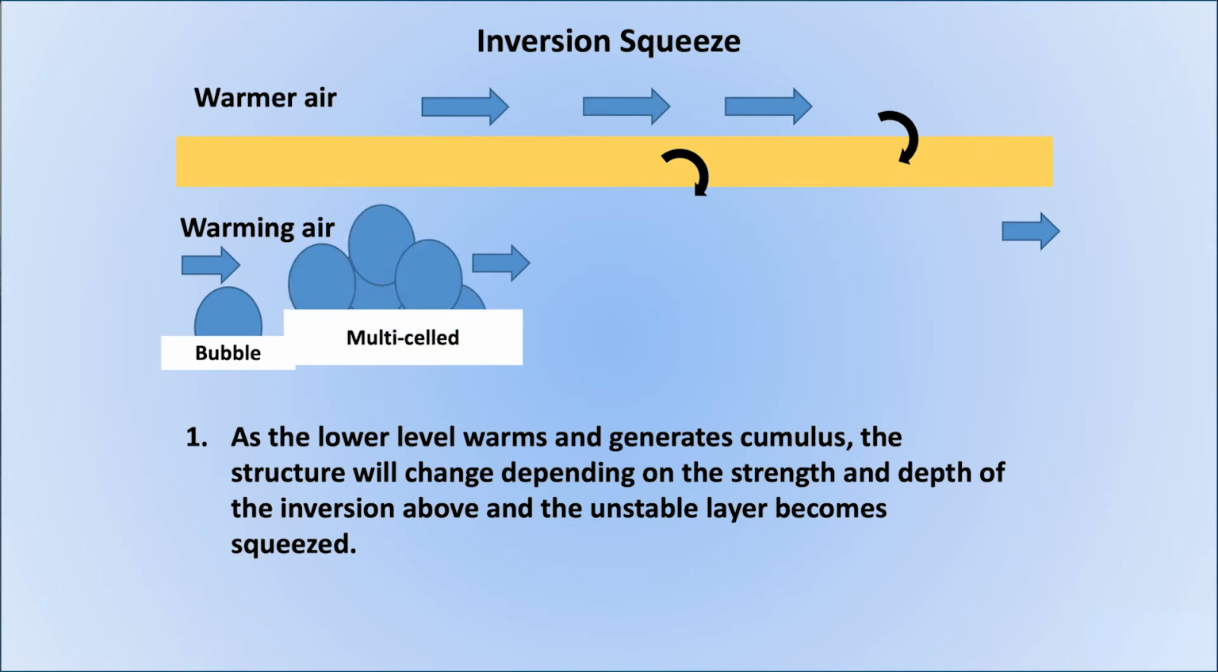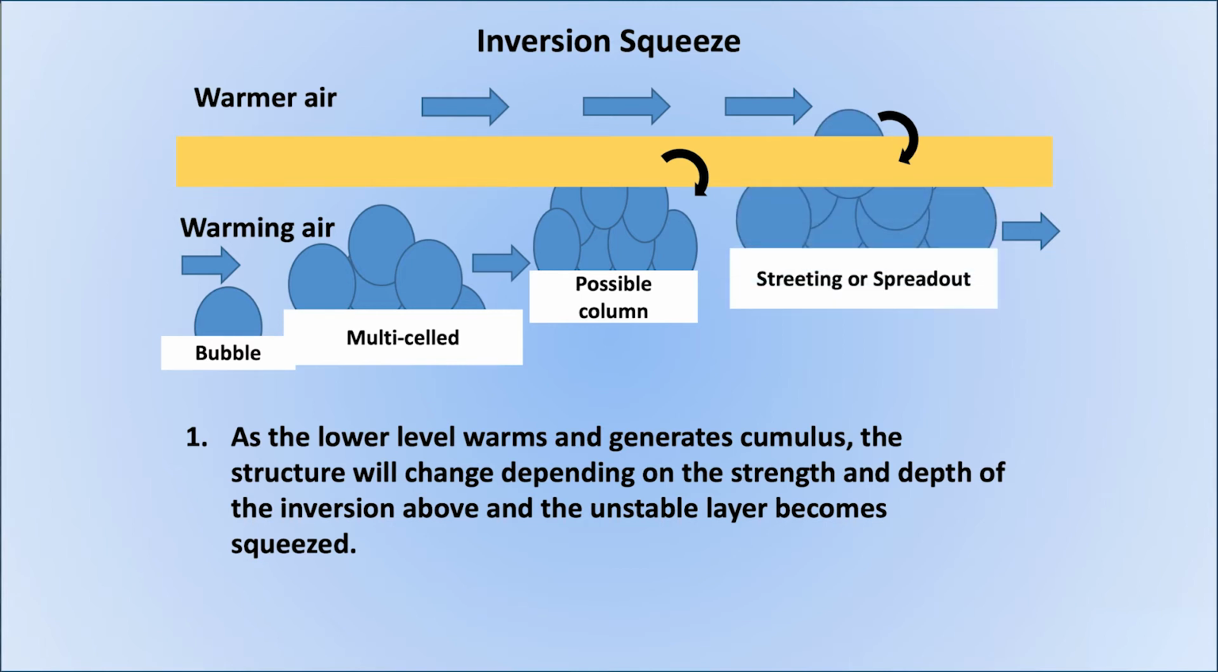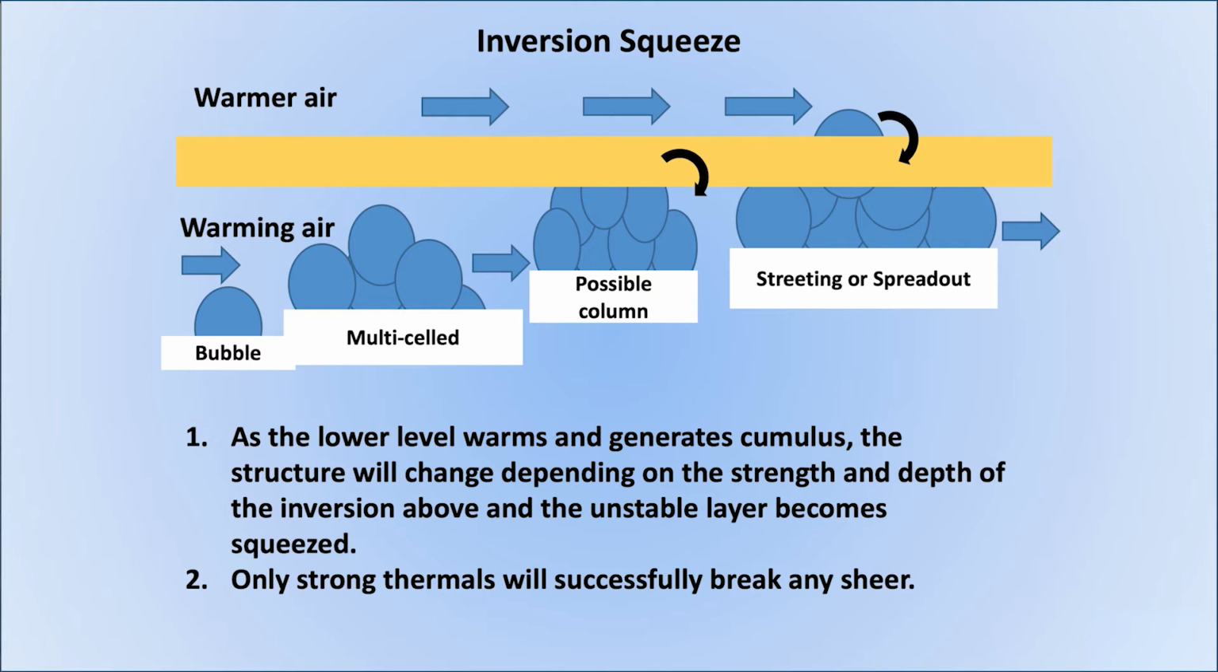As the day continues to develop, we get multi-celled cumulus clouds developing, and the tops are rising. As they rise up to the inversion, there's a possibility then that a column thermal will be generated. If it can punch a little bit higher and there's a significant wind there, well, then we can get streeting or spread out. Only strong thermals will successfully break any shear, and that means they must have high humidity.